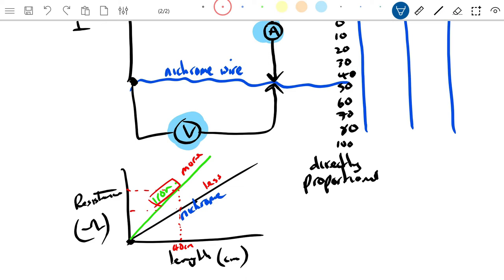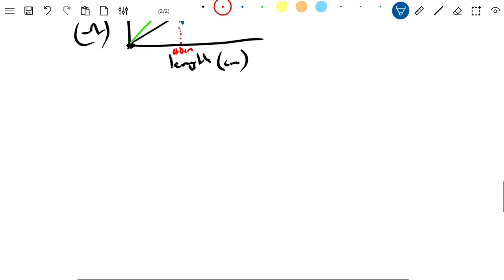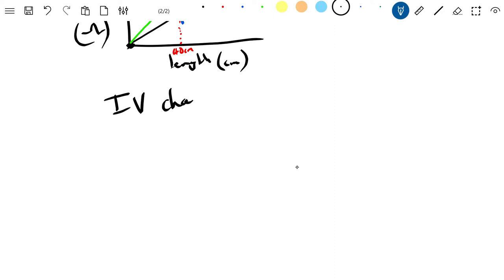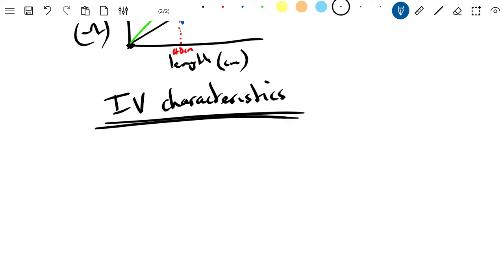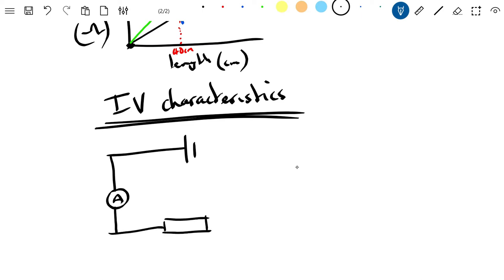Right, now the next experiment that we do is current voltage characteristics. So I always write current voltage characteristics like that: I for current, V for voltage, or current potential difference characteristics. Now we do the same thing again in that we have a test circuit, and in this test circuit this time I'm just going to draw it in a slightly different way. I'm going to put the ammeter on the other side just to show it makes no difference whatsoever.